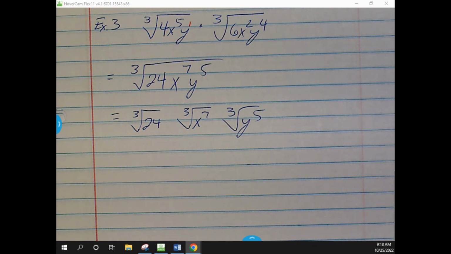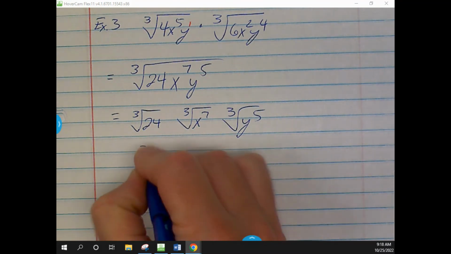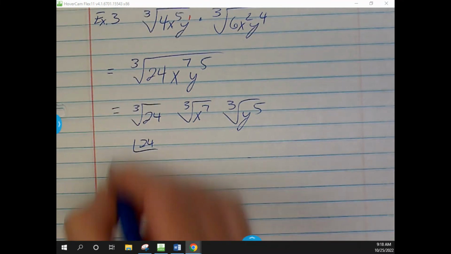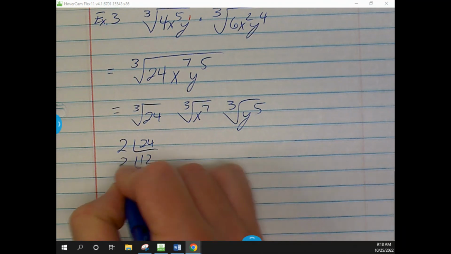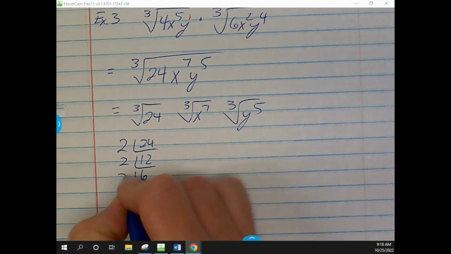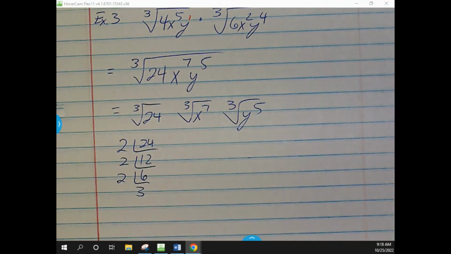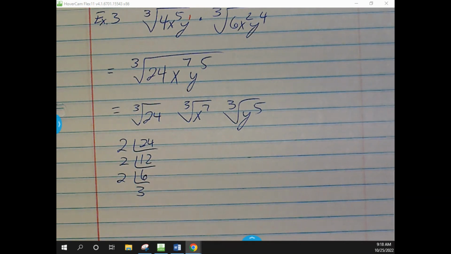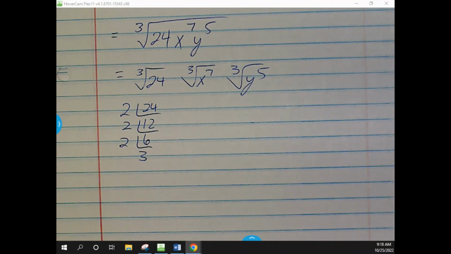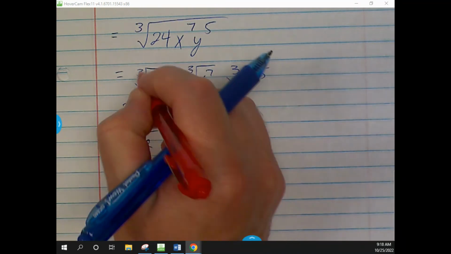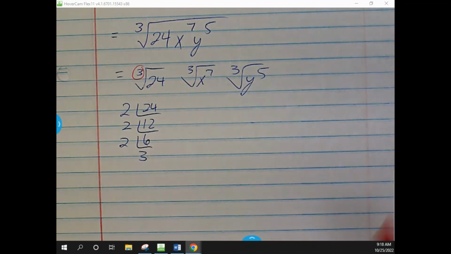All right, and with 24, you can go with the stack ladder method, or you can go with your factor trees, however you want to do it. I'm going to go with the ladder method just because I like it better. 24 divided by 2 is 12. 12 divided by 2 is 6. 6 divided by 2 is 3. So for this one, the index is 3, so we're looking for 3 of a kind.